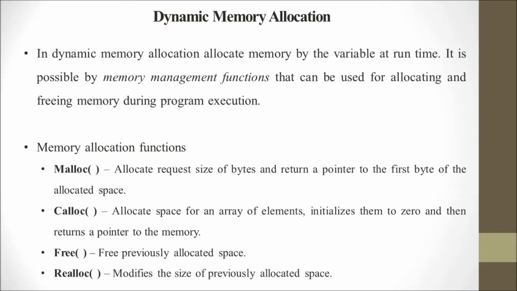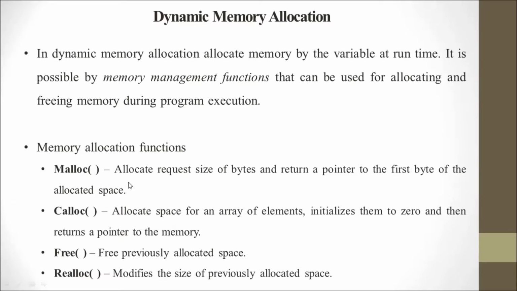Dynamic memory allocation. In dynamic memory allocation, memory is allocated to a variable at runtime. It is possible through memory management functions that can be used for allocating and freeing memory during program execution. Memory allocation functions: the malloc function, calloc function, free function, and realloc function.